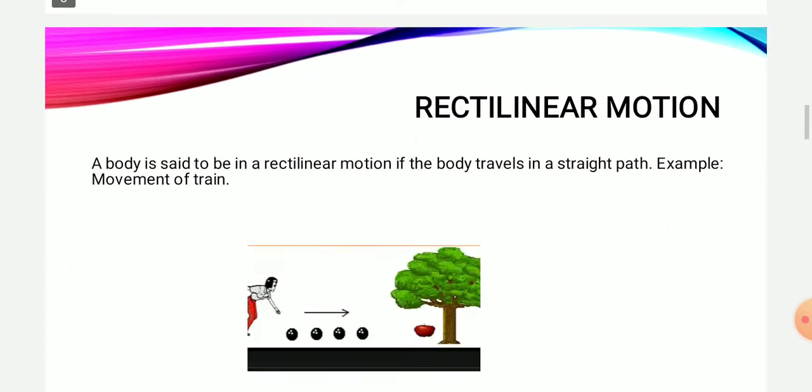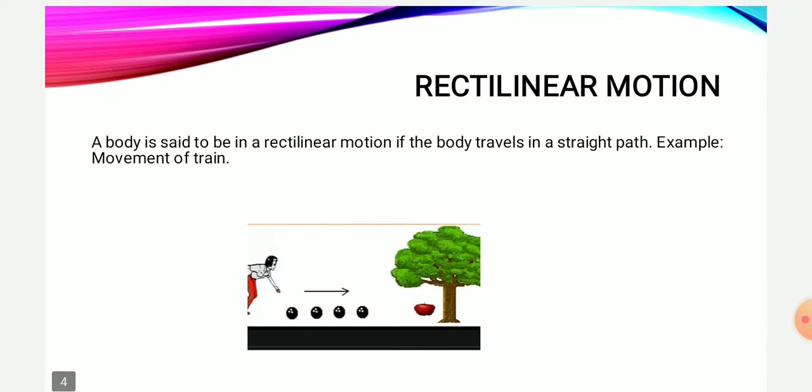So let us begin firstly with rectilinear motion. What is rectilinear motion? The term rectilinear itself suggests linear, that means in a straight line. So whenever a body is moving in a straight line or a straight path, the object is said to be having rectilinear motion.